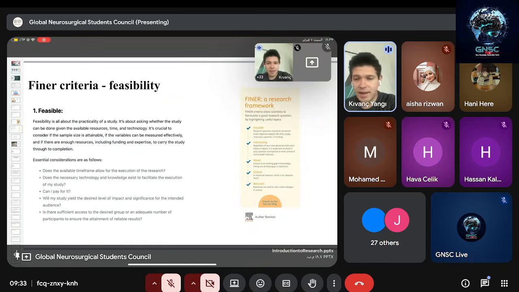So feasibility. I directly took these visuals from Elsevier. See what they say about feasibility. Feasibility is all about the practicality of a study. It's about asking whether the study can be done given the available resources, time, and technology. It's crucial to consider if the sample size is attainable, if the variables can be measured effectively, and if there are enough resources, including funding and expertise, to carry the study through to completion.